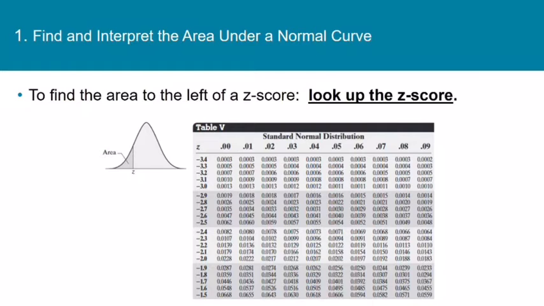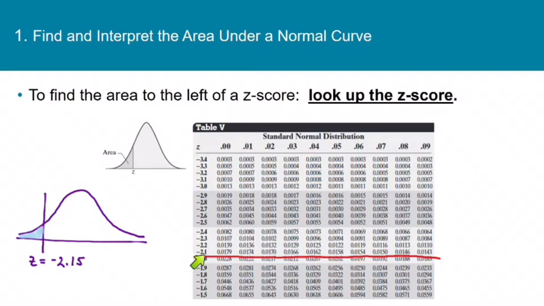So, for example, if I wanted to find the area to the left of a z-score of -2.15, we'd be talking about this area right here. What I do is go to the table and find -2.1 in the left column, and then I would go across until I got to the 0.05 column. And this number right here represents the area to the left of the z-score -2.15. So this blue shaded area here is going to be equal to 0.0158. That's how the table works.